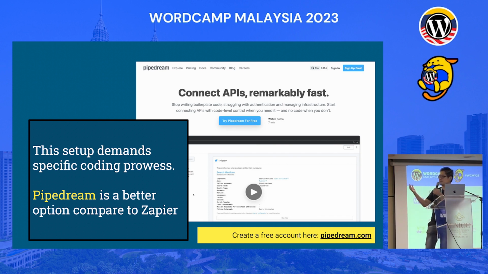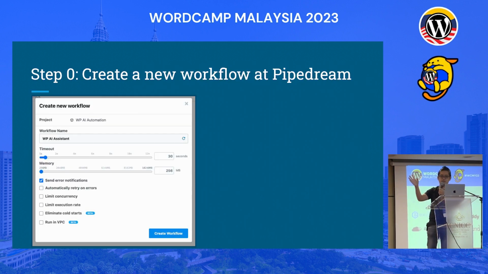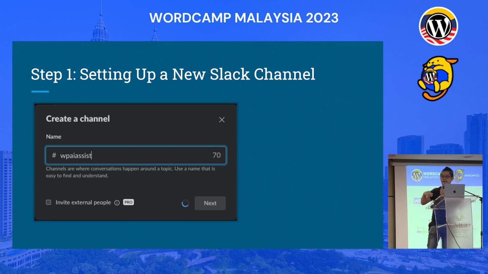First step, of course, is you need to sign up for an account in Pipedream. A free account should suffice because their free tier is very generous. After that, you set up a new workflow, just like in Zapier. Then you set up your own Slack channel. Of course, it depends. Sometimes you can set up a Slack bot. You can also set up a Slack channel, but a Slack channel is the easiest one.